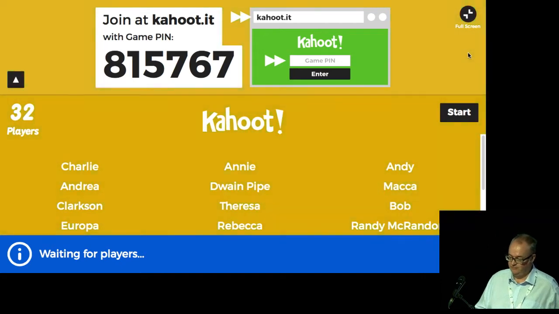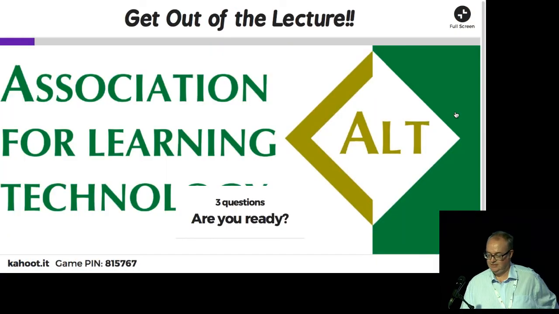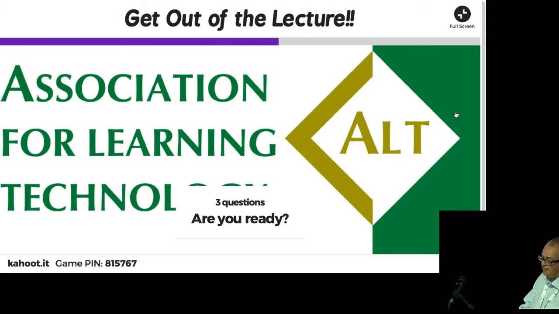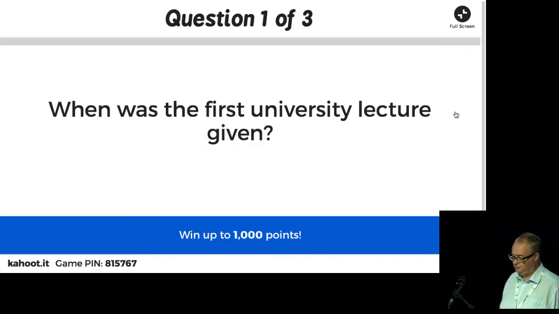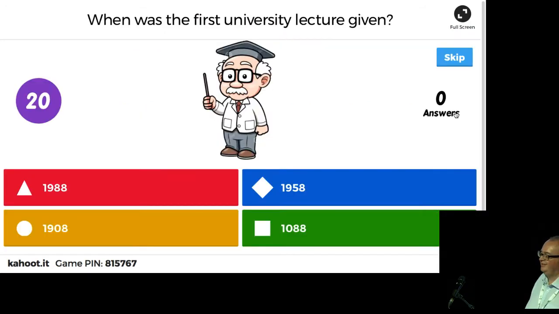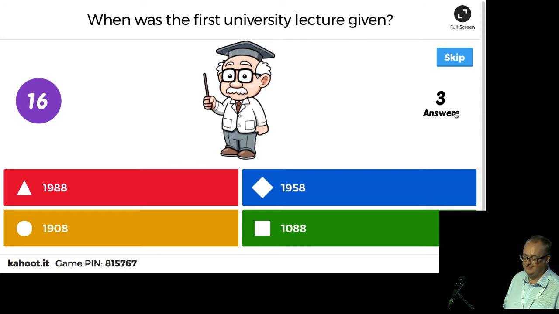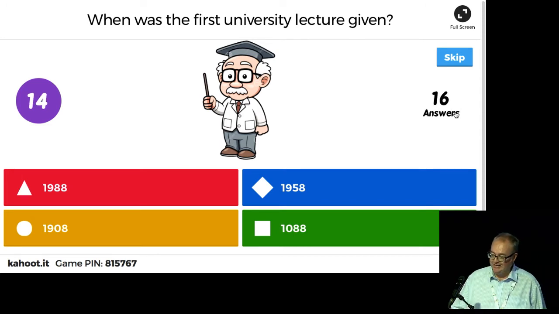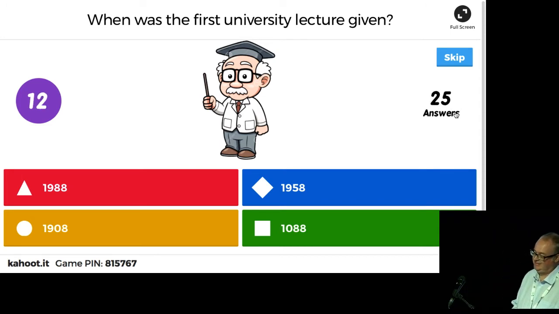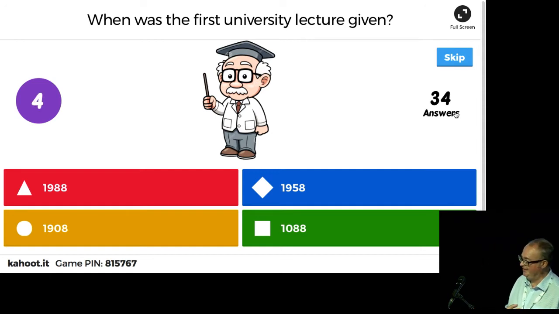Okay, 32 we've got so far. Kick things off. 3 questions if you're ready. Pin's still there if you want to join. You can still join. When was the first university lecture given? Do you remember? If you think it's 1988, you press the red button, the triangle. 1958, blue. 1908, orange. 1088, green.